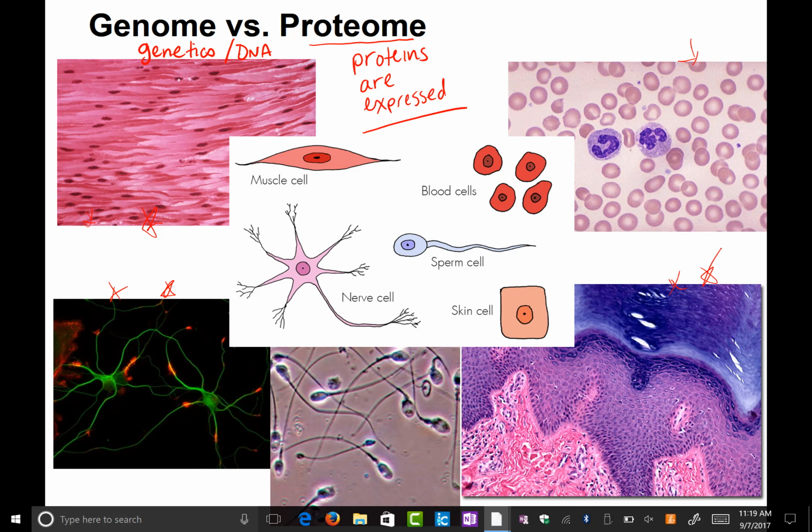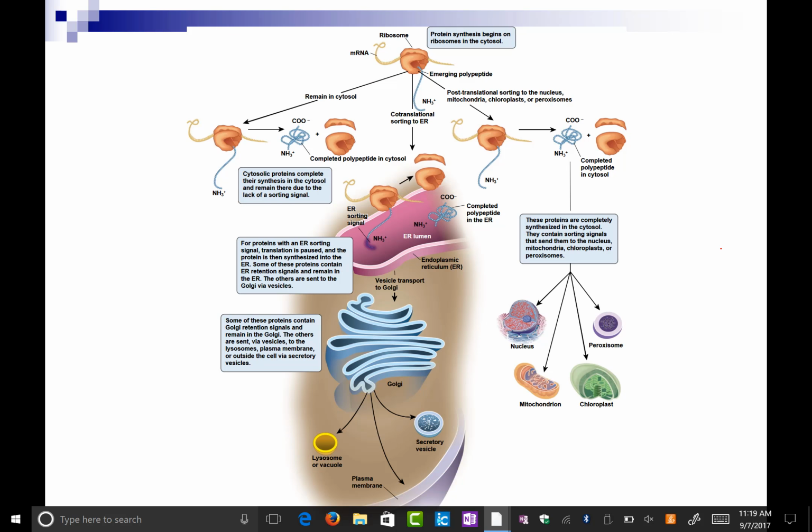The final topic, and it's kind of interesting to me that it's here in this chapter. We'll talk more about it in chapter 10, gene expression. But this figure, that's figure 4.30 if you have the textbook, is about protein synthesis.